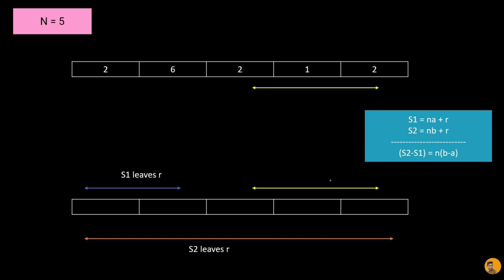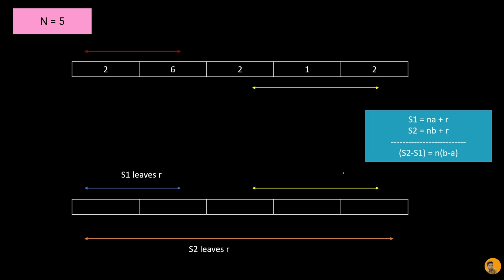If a sum can be written as a multiple of n, n multiplied by some quotient plus remainder r, and s2 is again the same pattern, and if we subtract them, s2 minus s1, then the result is coming as some multiple of n.